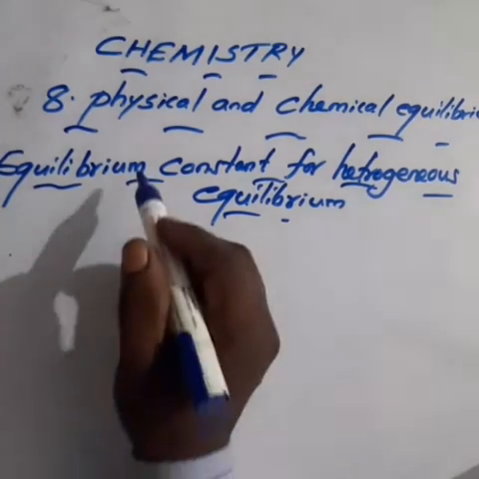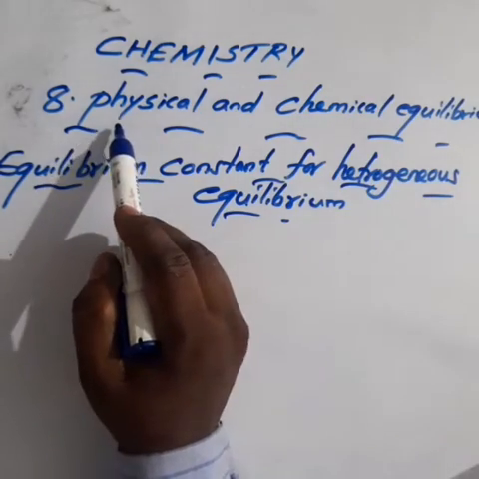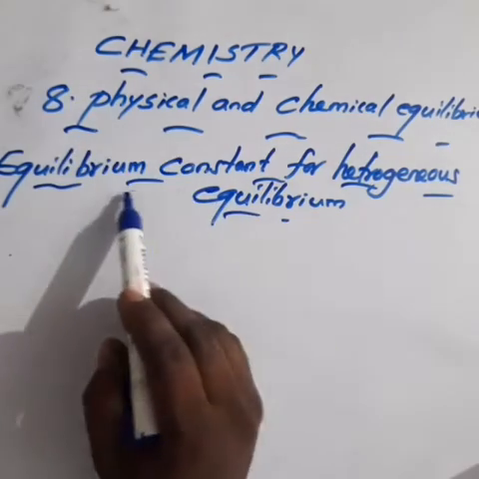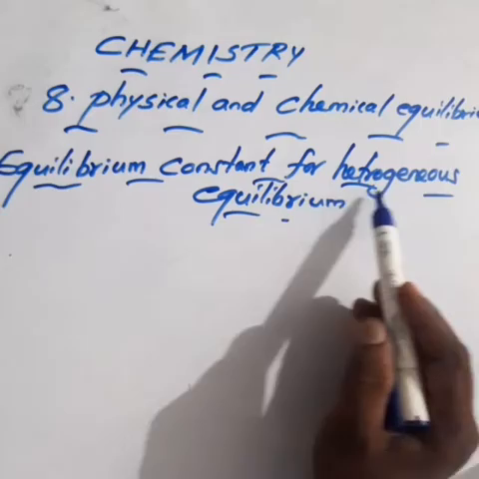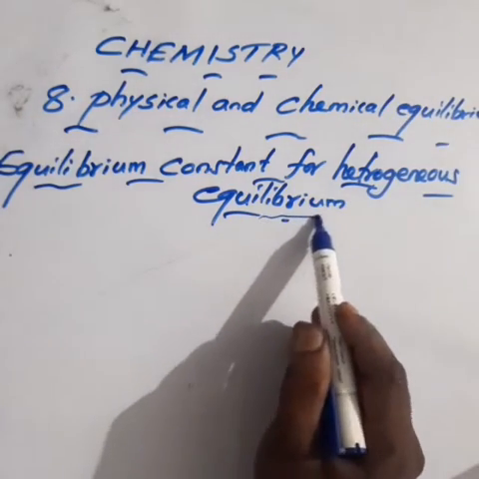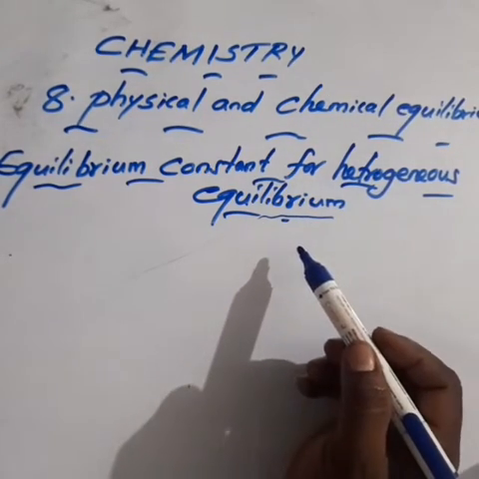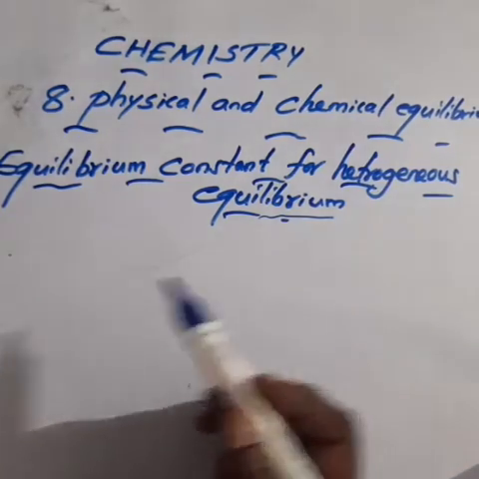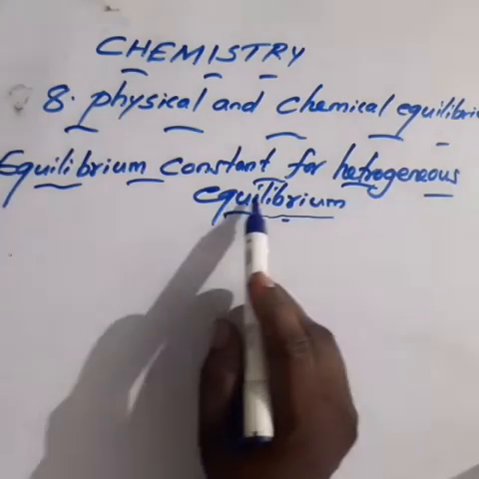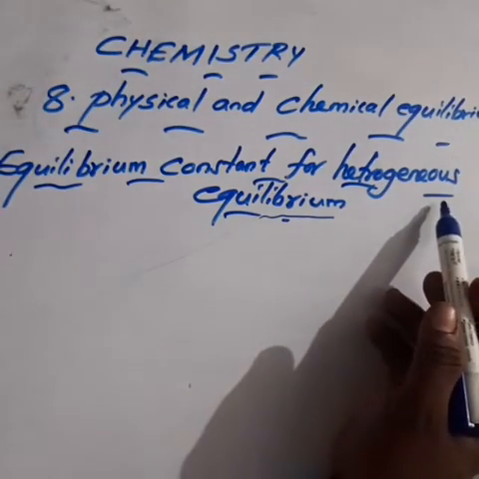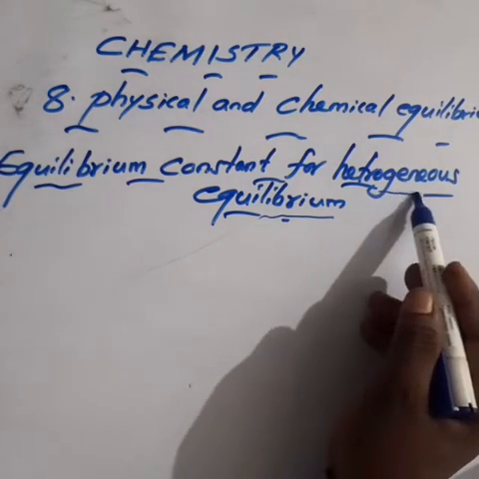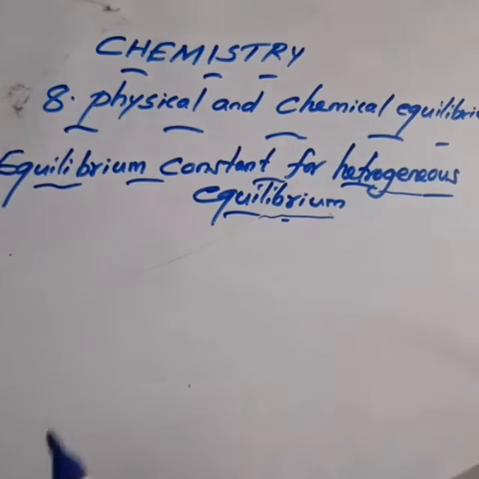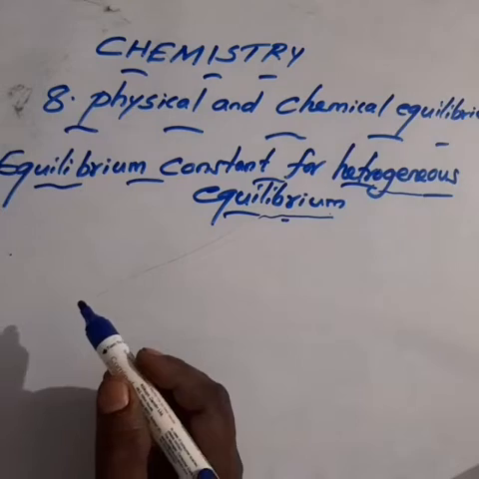Welcome back to our chemistry class. Today we will discuss the equilibrium constant for heterogeneous equilibrium. So page number 8, second volume, page number 8. Equilibrium constant for heterogeneous equilibrium. So we know that one.